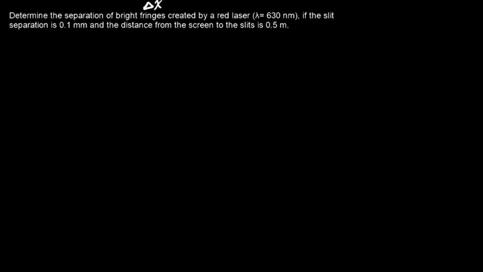And that is created by a red laser light with a wavelength of 630 nanometers. The slit separation is 0.1 millimeters, and the distance from the screen to the slit is 0.5 meters. So the slit separation, this is our value for d, and the distance from the screen to the slits, that is our value for L.